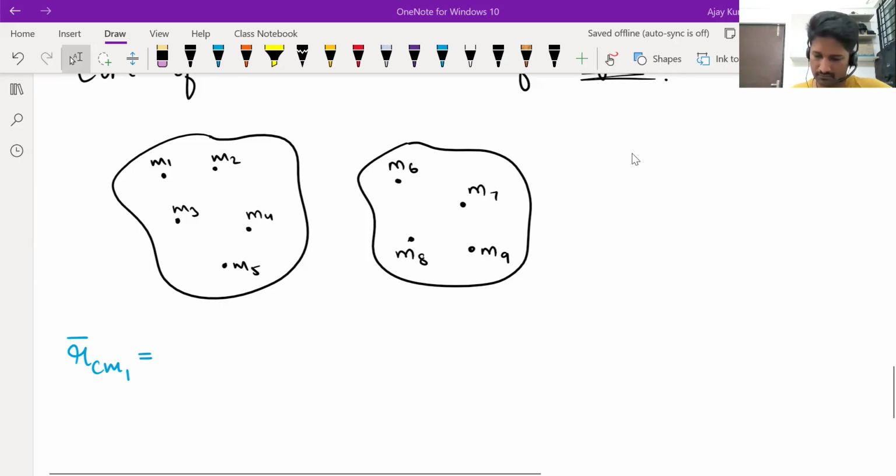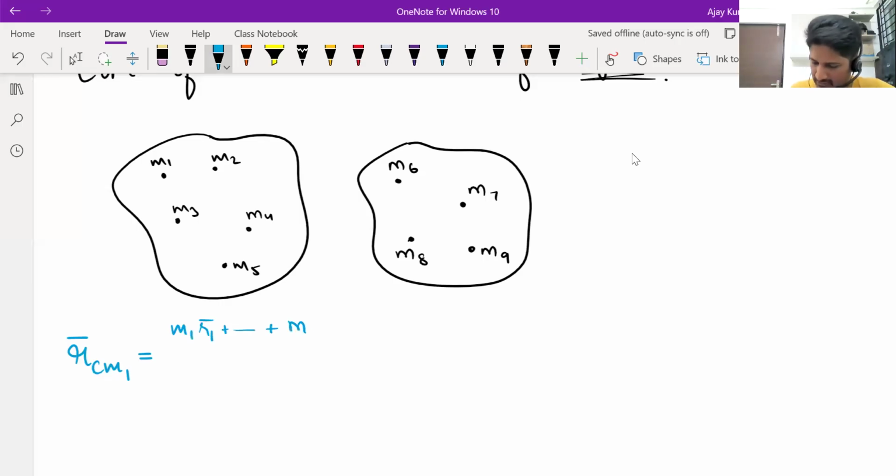Sir, M1 R1 by M1. How can you take only one particle, M1 R1 by M1? Then M1 will get cancelled, you will be left with R1. Oh, sorry, sir. Sigma of MiRi by... So it is basically M1 R1 plus so on up to, first system has 5 particles, M5 R5 divided by total mass of the first system, M1 plus M2 so on up to M5. That's the position of center of mass of the first system.